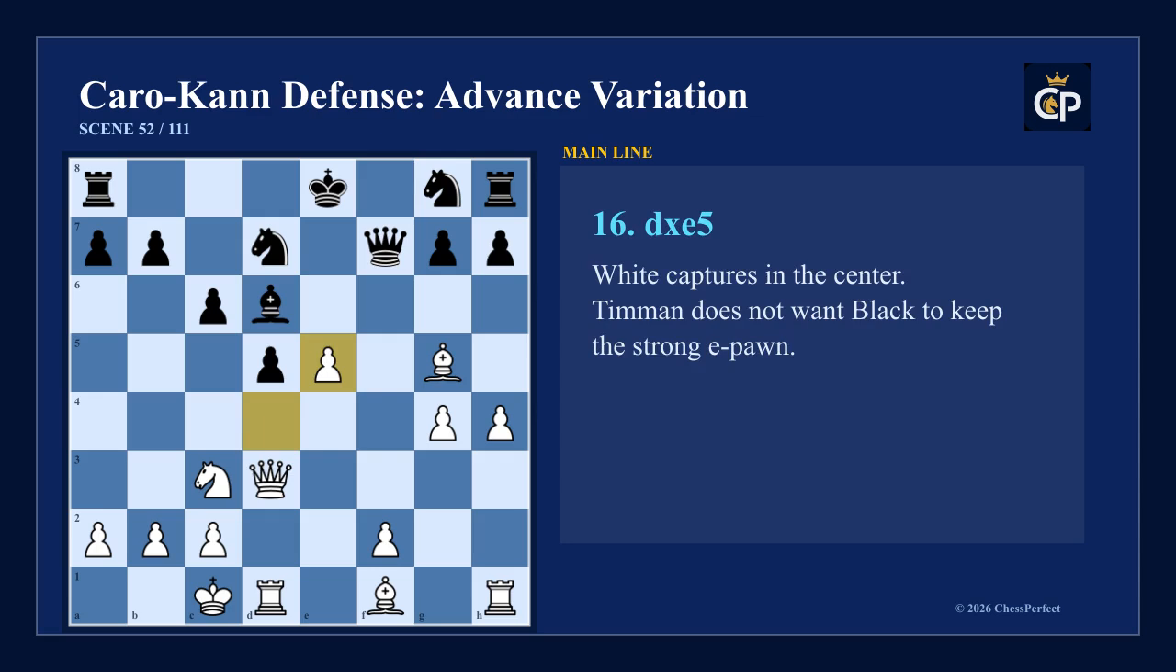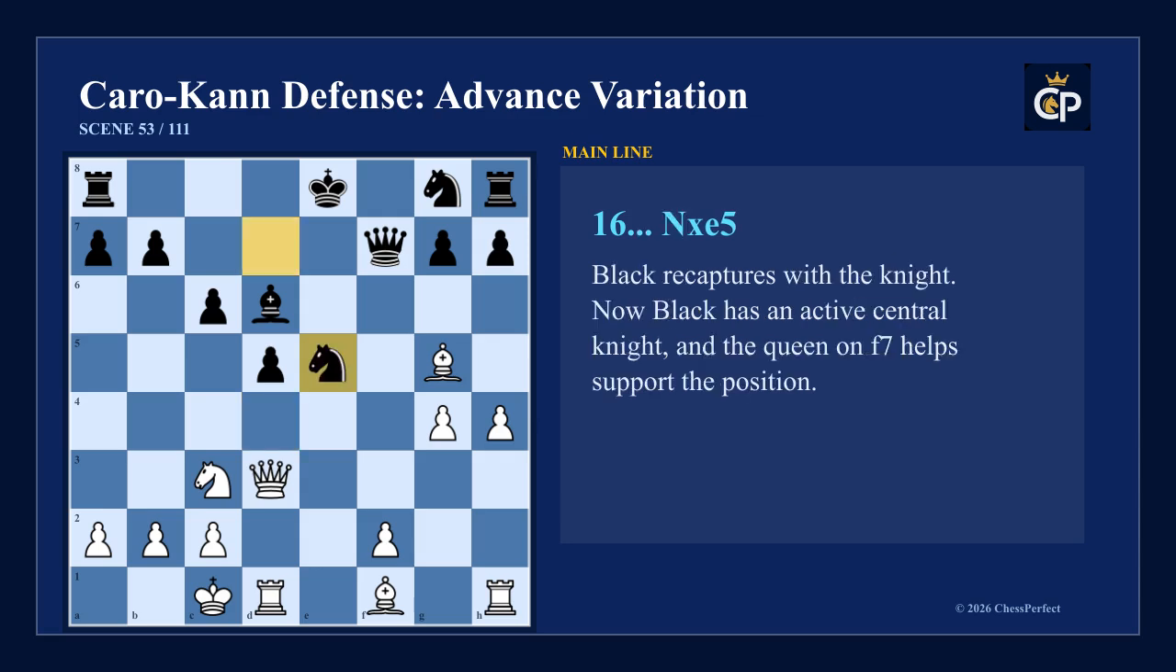White captures in the center. Timman does not want black to keep the strong e-pawn. Knight takes e5. Black recaptures with the knight. Now black has an active central knight, and the queen on f7 helps support the position.